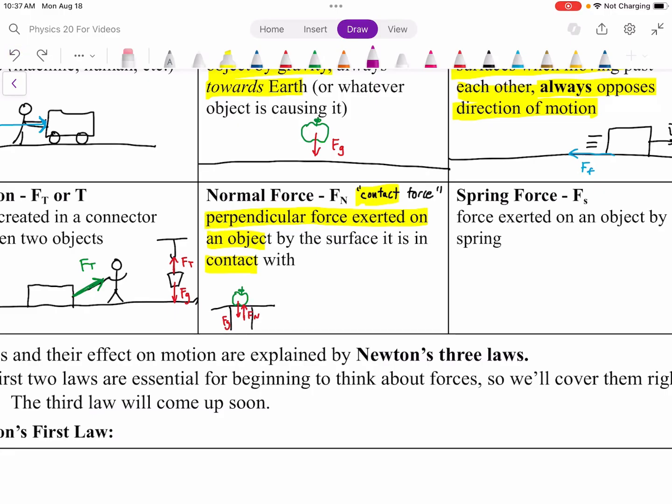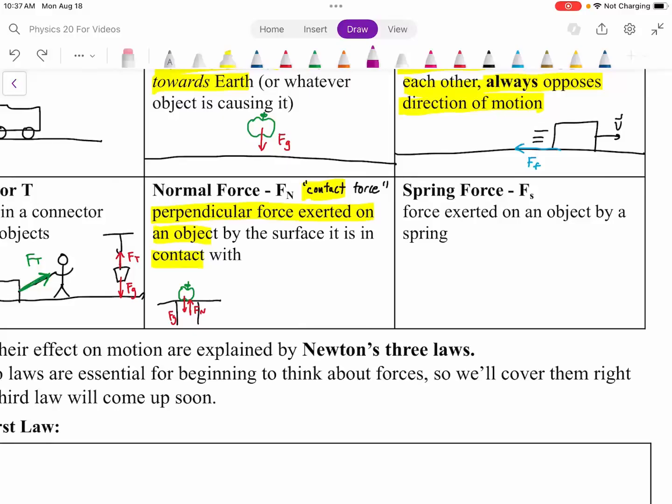So to show you a couple other examples, it's not always just something sitting flat. Let's say you're leaning against a wall, right? You don't fall through the wall, so we know there's some force there holding you up. Well, that's the normal force where you're making contact with the wall. The normal force is there to support you. Now notice, what angle does the normal force make with the wall? It's 90 degrees. It's perpendicular, right?